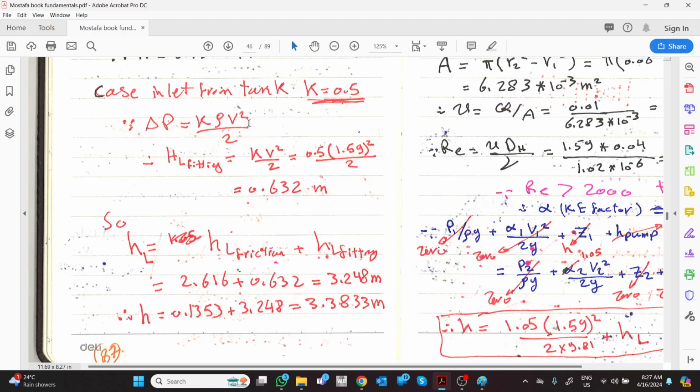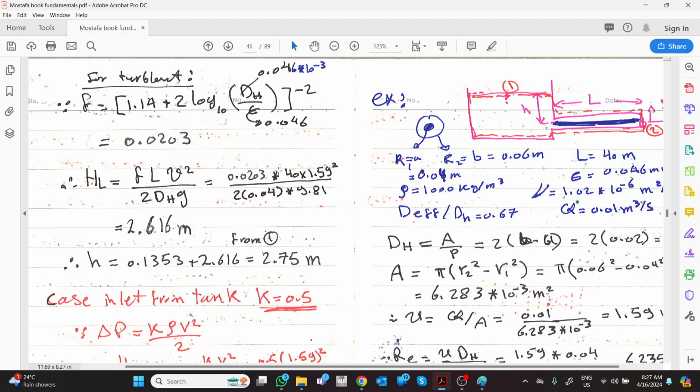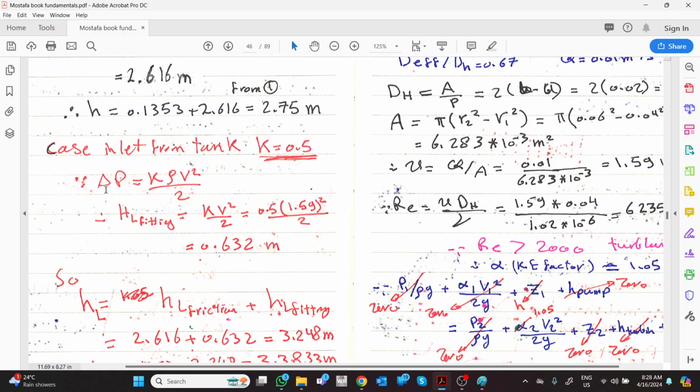So if they ask me about, okay, there is losses at the inlet. If there are losses at the inlet, I assumed there is no losses at the inlet. But if somebody told you the K, the losses of the inlet is equal to 0.5, and we know that delta pressure is equal to K rho V square over 2, or head divided by rho G, by the way. So it is K V square over 2G if it is head loss. There is G here, by the way.